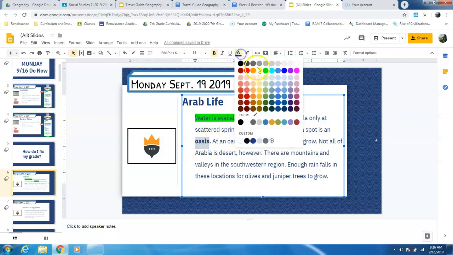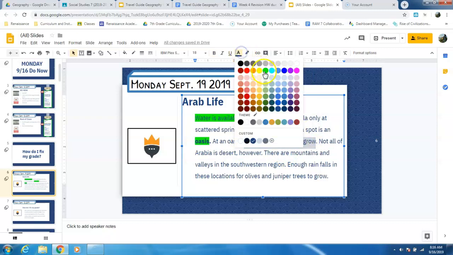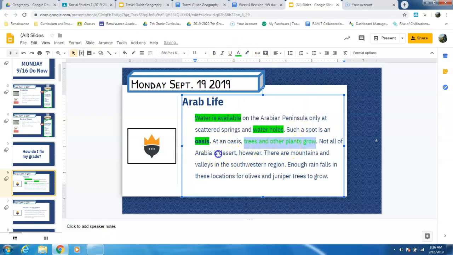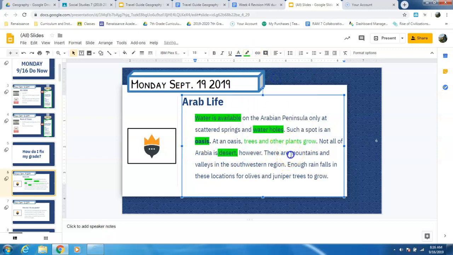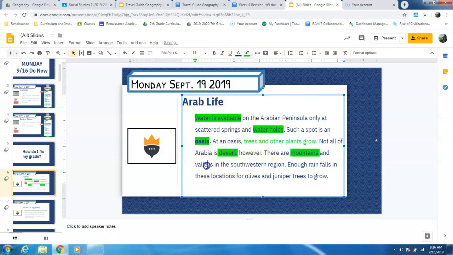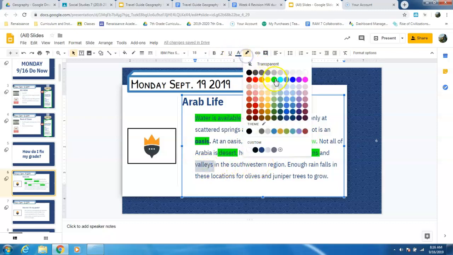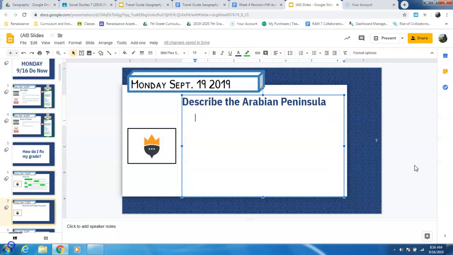It's another good phrase I can steal. Oasis, obviously it's bolded. That's got to be a vocab word. So we're going to take that one and borrow it. We know that trees and plants grow. We're probably going to have to describe what an oasis is. It's not all desert. Good way to talk about it. And there are mountains and valleys. Just take words. Remember, you try not to take the whole sentence because then you're just going to copy the whole sentence. So I'm just taking certain words and highlighting them so I can actually use this in my answer. So now I'm going to try it with my own words.